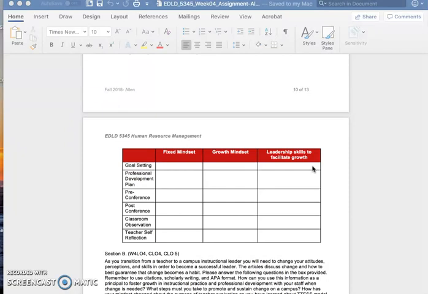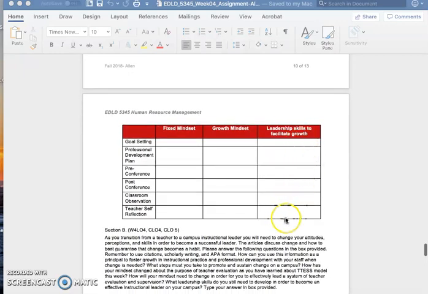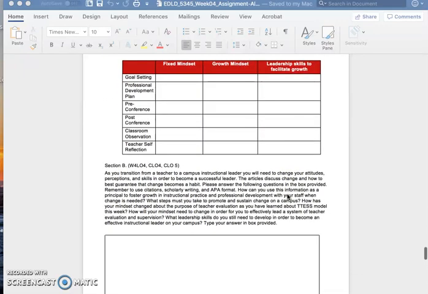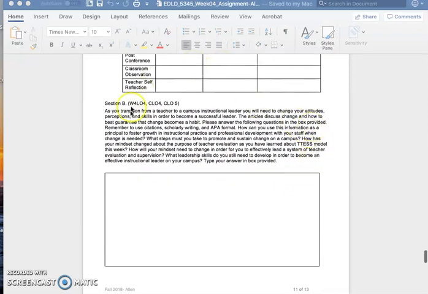Leadership skills are any of those skills you need as a leader to be successful. So what skills are you going to need as a principal to be successful during goal setting? Let me give you some examples. Conversational skills, questioning skills, time management skills, documentation skills, support and follow-up skills. Think about those things, and those things are what you're going to put in this section here. Don't overthink it. Section B is where you're going to answer the questions that are within here.